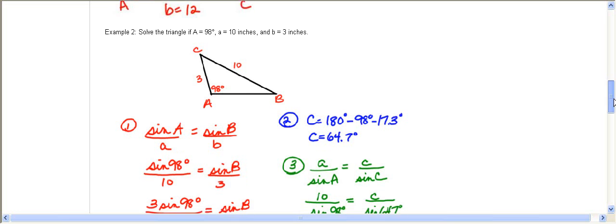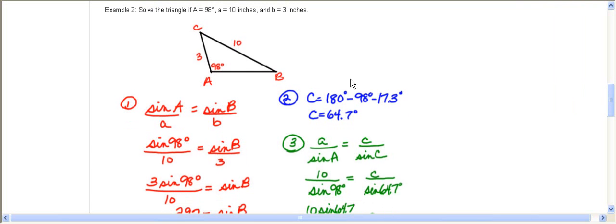So let's look at another case. And let me back up. The case where we had angle, angle, side, or angle, side, angle will always give us one unique triangle. It's just this case, when we know two sides and an angle, where we have these 3 different possibilities, the ambiguity. So now we have to solve the triangle if A is equal to 98 degrees, a is equal to 10, and b is equal to 3.